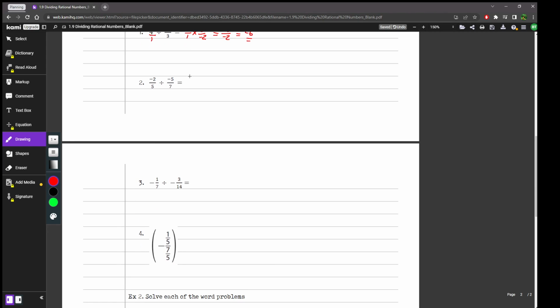All right, and we continue on. Similar steps as the rest of them. We just carry over our -2/5, and we want to turn this into a multiplication problem, so we're going to multiply by the reciprocal, and we just flip that second one over, the 7 to the -5, the -5 to the 7, and then we just multiply across. So we end up with -14 over -25, because our 5 times -5. Well, because of our triangle, we know that a negative divided by a negative is a positive. We end up with 14/25. Okay?